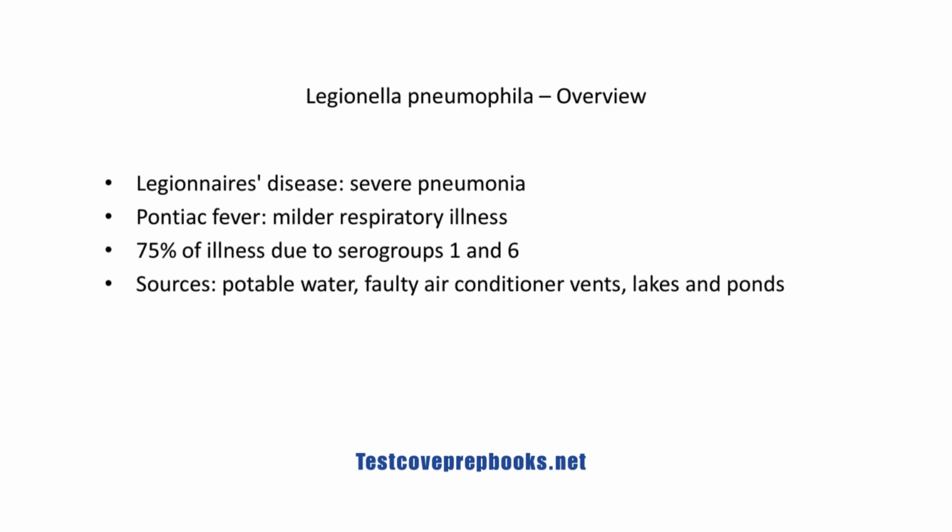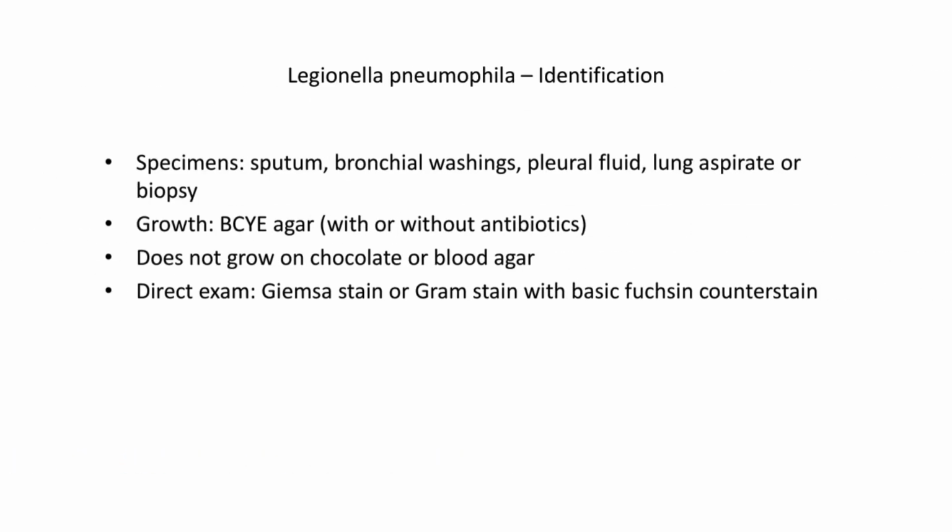This organism causes 2 forms of disease: Legionnaires' disease, which is a severe pneumonia, and Pontiac fever, which is a much milder respiratory illness. About 3/4 of all cases are due to Legionella pneumophila serogroups 1 and 6. The bacteria are found in potable water, in faulty air conditioning vents, and in natural sources like lakes and ponds. For identification, the best specimens include sputum, bronchial washings, pleural fluid, or lung aspirates and biopsies.